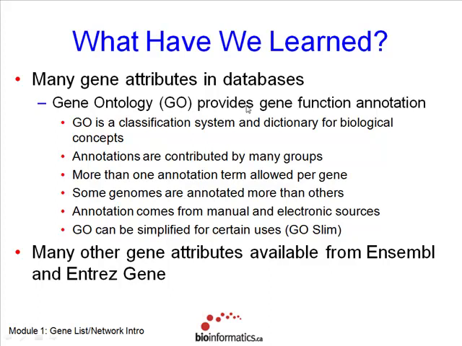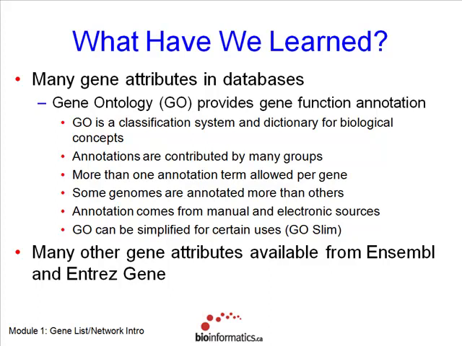Okay, so just as a summary, basically we've mentioned that there are lots of different gene attributes available in databases. Gene Ontology is a great place for most information about gene function. It's not the only place, but it's probably the most convenient, and definitely for some organisms, it's the most comprehensive.